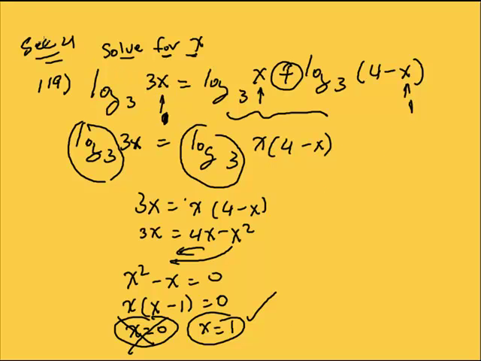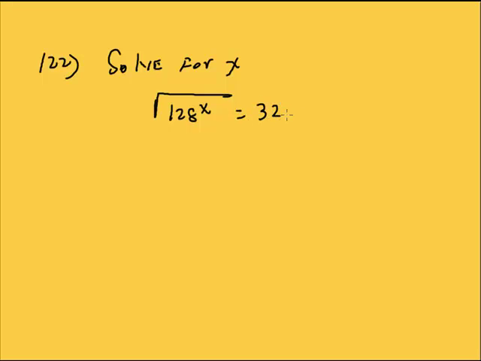All right, so the next one I want to do is 122. We're also solving for x. You're given the square root of 128x is equal to 32 times 64 to the x.